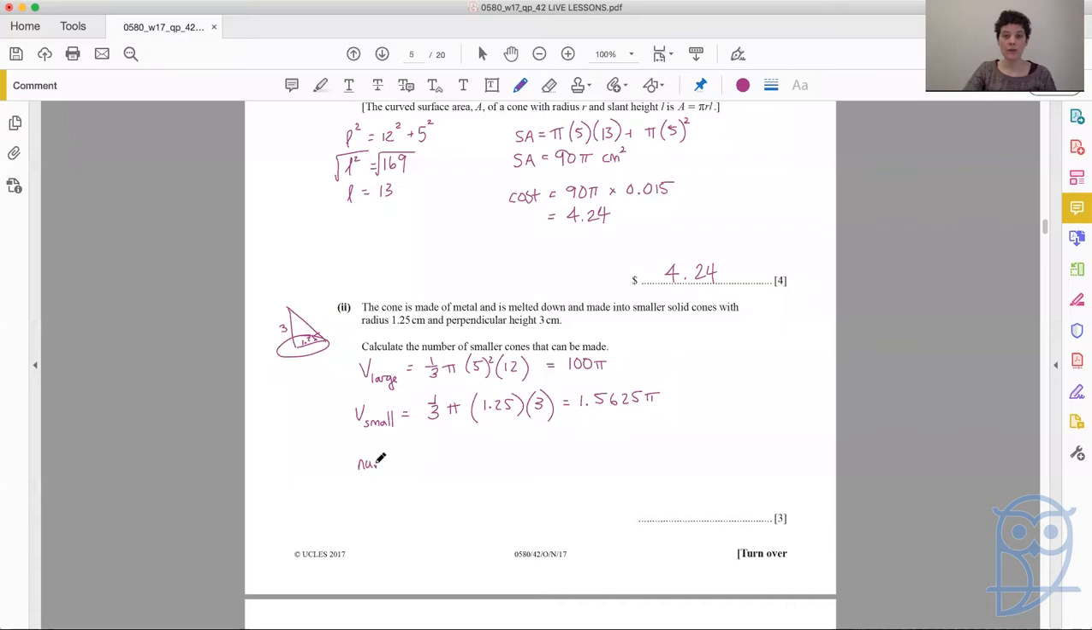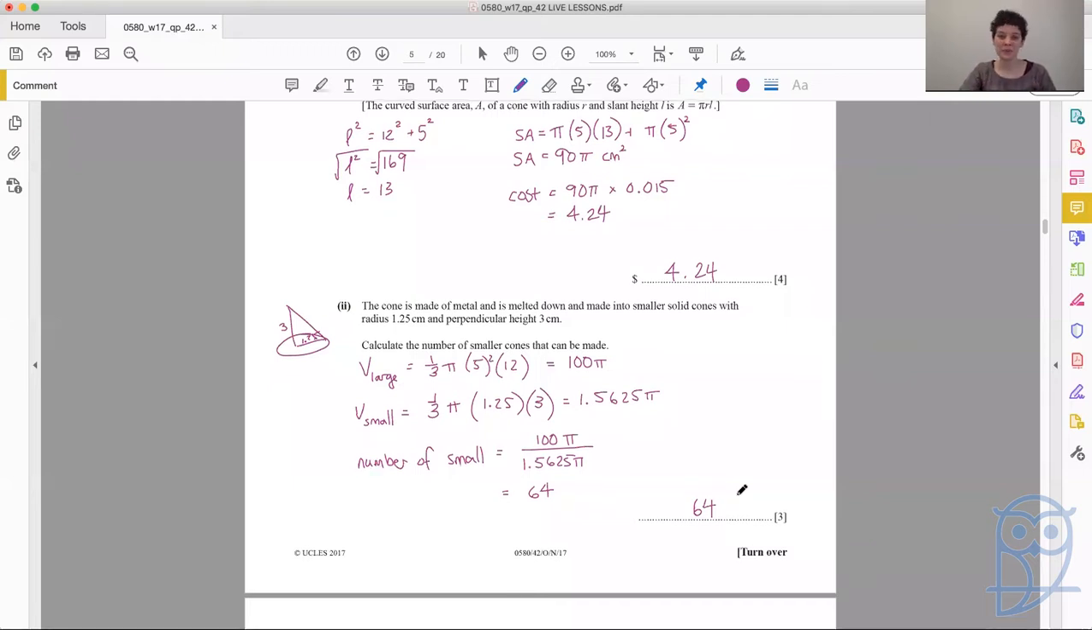So our number of small cones equals 100 pi divided by 1.5625 pi, and that gives us 64. So there are 64 smaller cones that you can make out of the one big cone. That takes us to the end of question 2.